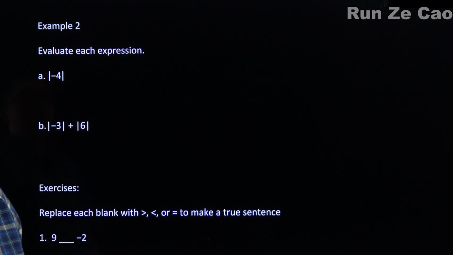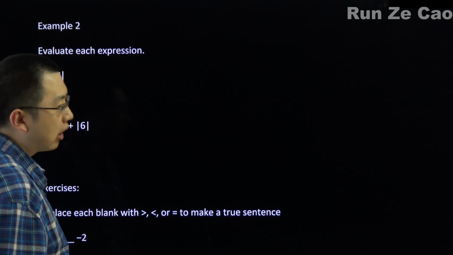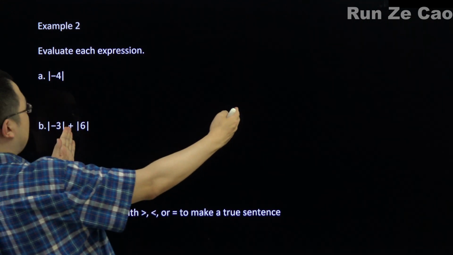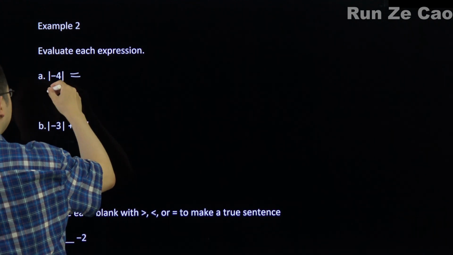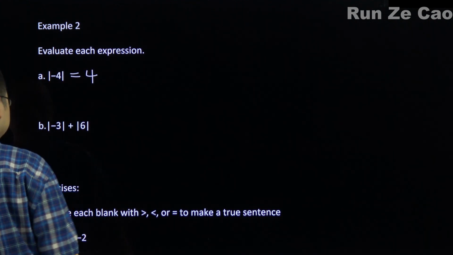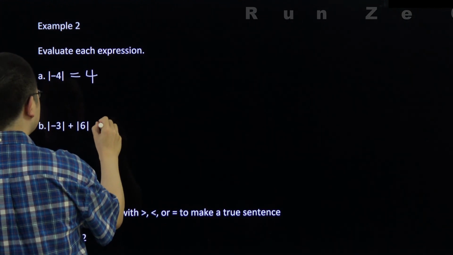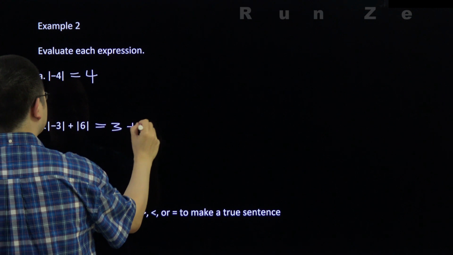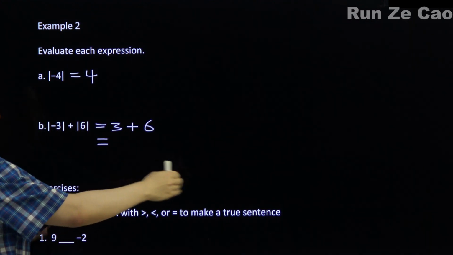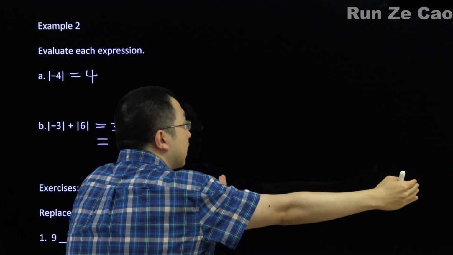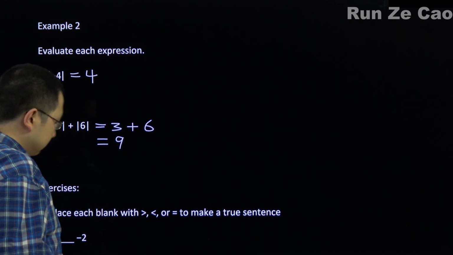So, example 2, evaluate each expression. The magnitude or absolute value of negative 4. Well, how far is negative 4 from 0? You go back 4. So, the magnitude or absolute value of negative 4 is 4. The absolute value of negative 3 plus the absolute value of 6 is equal to 3 plus 6, because negative 3 is 3 away from 0, and 6 is 6 away from 0. Result, 9.